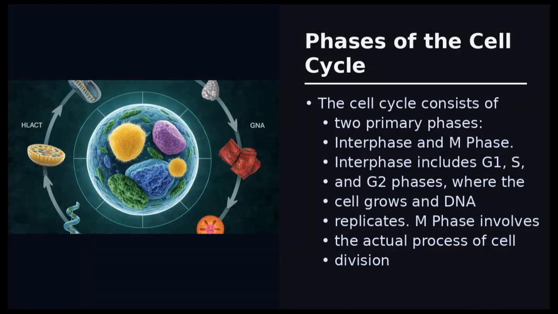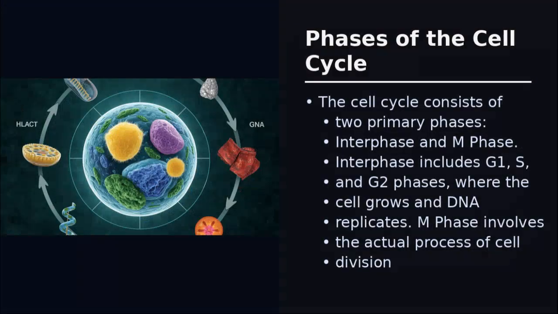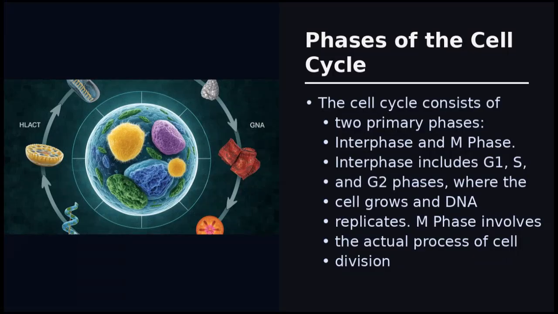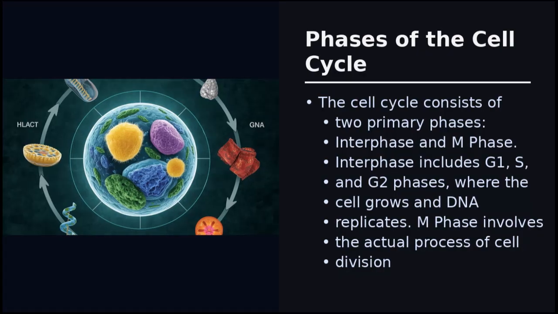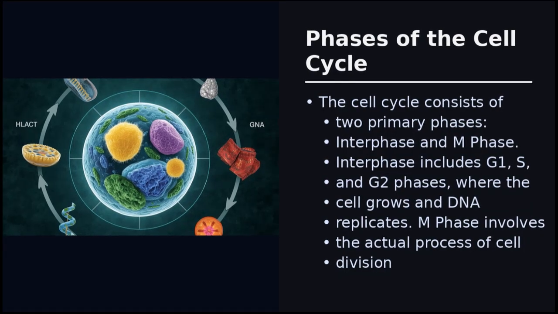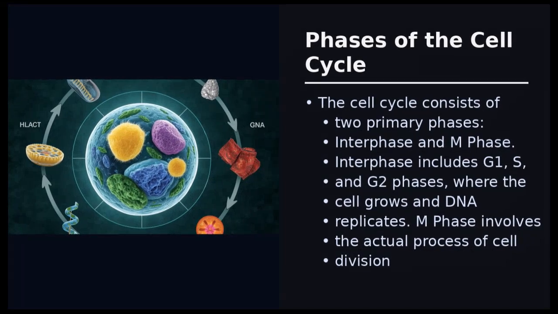Phases of the cell cycle. The cell cycle consists of two primary phases, interphase and M phase. Interphase includes G1, S, and G2 phases, where the cell grows and DNA replicates. M phase involves the actual process of cell division.